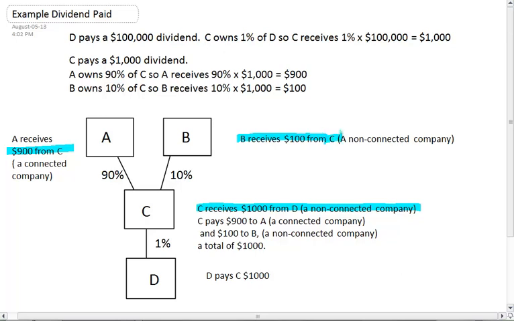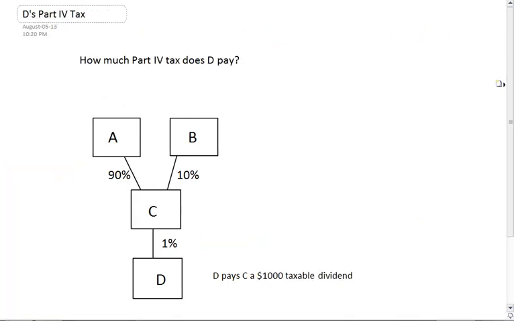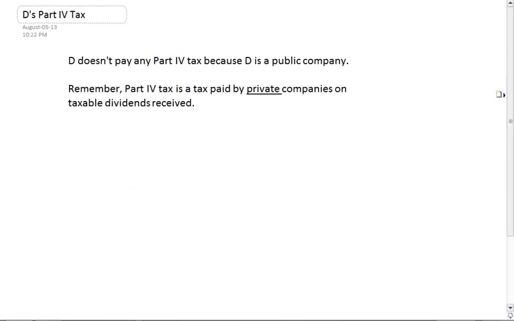So who pays Part 4 tax and how much do they pay? Let's start at the bottom and work our way up. How much Part 4 tax does D pay? D paid C a taxable dividend of $1,000. D doesn't pay any Part 4 tax because D is a public company. Remember, Part 4 tax is a tax paid by private companies on taxable dividends received.